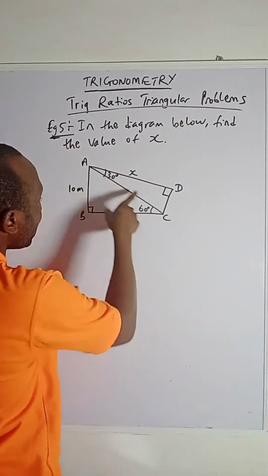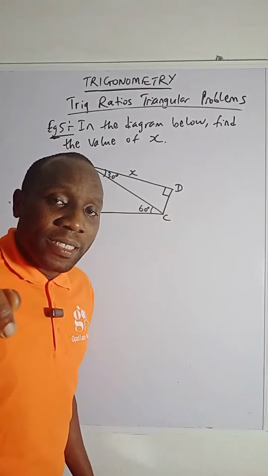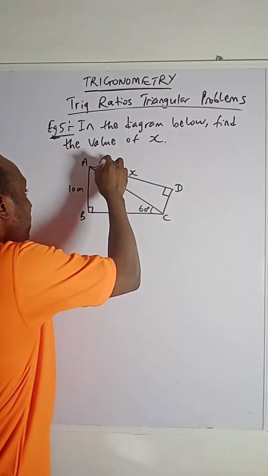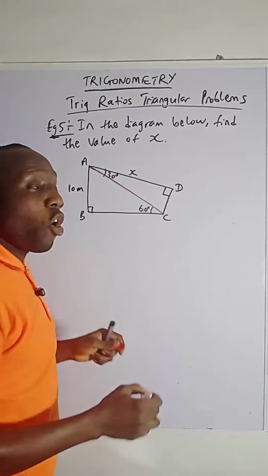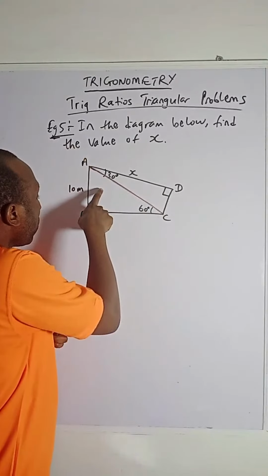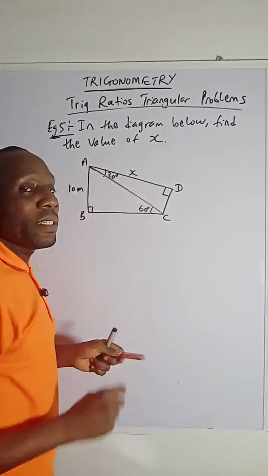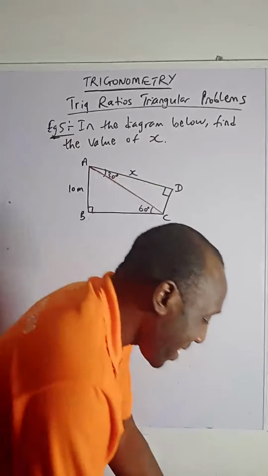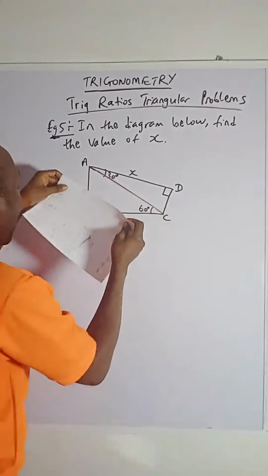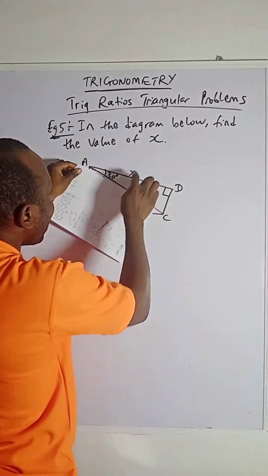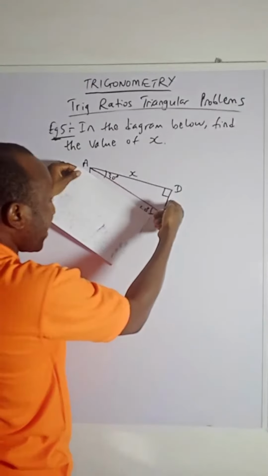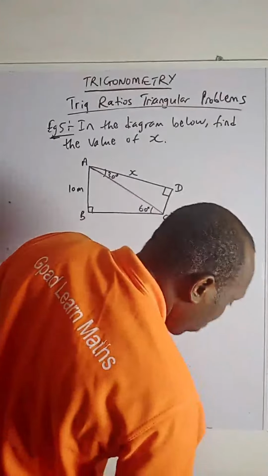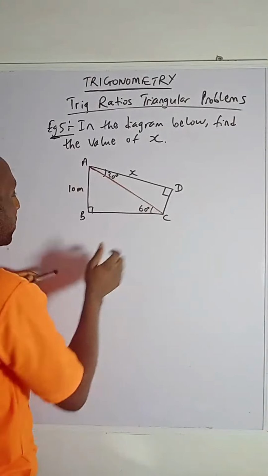I need to get AC first. Notice AC is common to both right angle triangles. This line AC is a common side to both triangle ABC and triangle ACD. So once I'm able to get line AC, I can get X, because I will not be able to get X if I don't know what AC is. I don't know this side CD, but I can use this triangle to get AC. So why don't we just start by using this triangle to get AC?